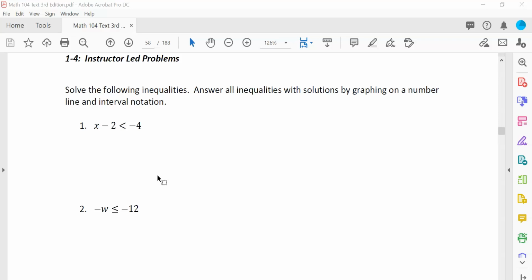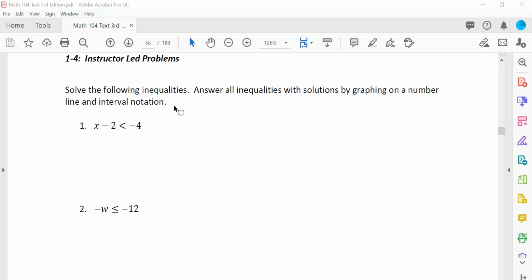All right, so here's what I'd like you to do. I want you to skip down to page 58 before we go over some of the material in the previous pages. I want you to go straight to the instructor-led problems. I'll give you a second to do that if you haven't done that so far. So here's what we're going to do. We're going to solve these inequalities.